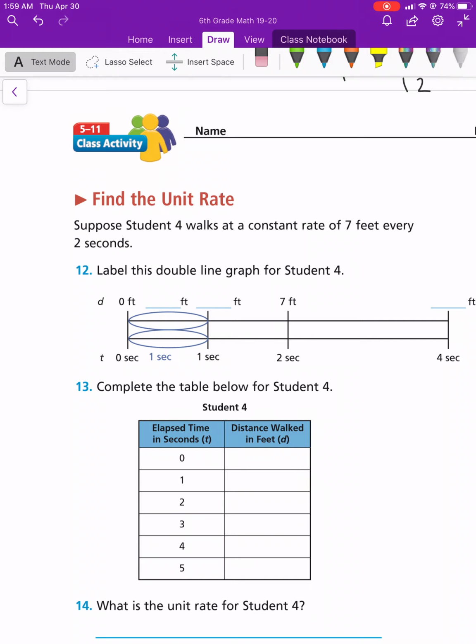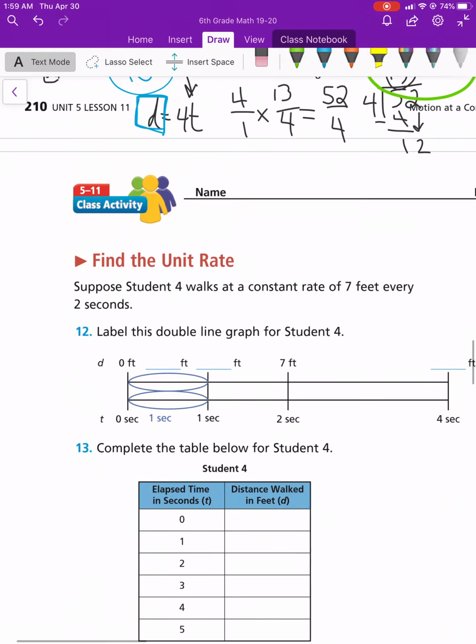So we've been talking about unit rates and these double lines and this dependent and independent variable. Remember, the dependent variable means that it depends on something else. The independent variable means it does not depend on anything. It does not change. There's no change happening to it, right? So we're starting with: suppose student 4 walks at a constant rate of 7 feet for every 2 seconds. That's really important information here. What this is saying is that for every 2 seconds, 1, 2, I'm going to travel 7 feet, right?